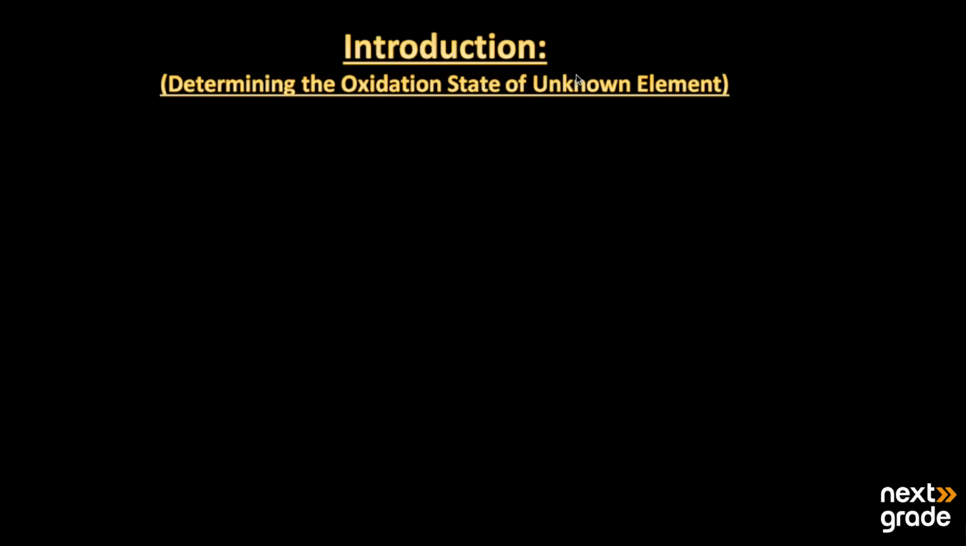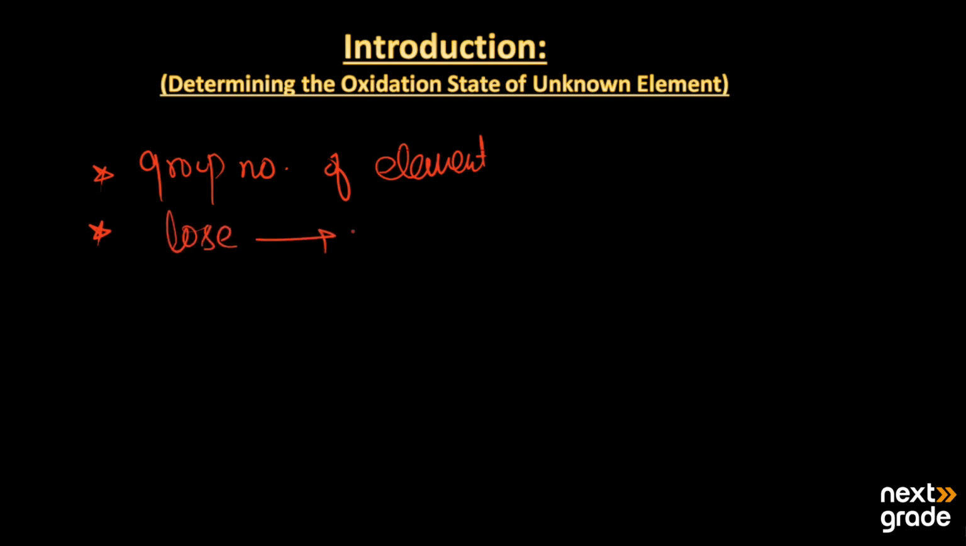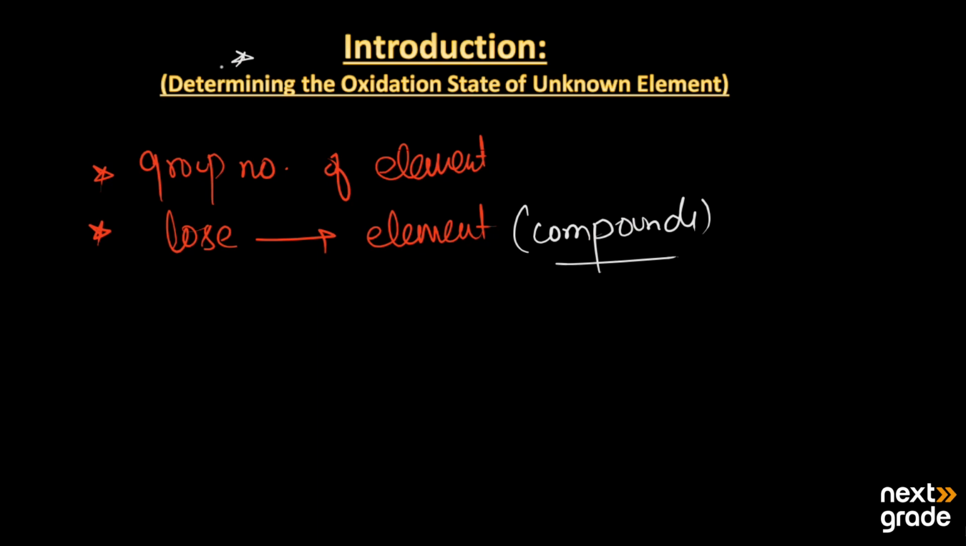So the topic that we will discuss today is determining the oxidation state of an unknown element. For the determination of the oxidation state, we must know the group number of that element. It will be helpful for this. Second, we must know how many electrons it can lose when it combines with any other element in any type of compound. So these two things must be in our hands to determine the oxidation state of an unknown element.